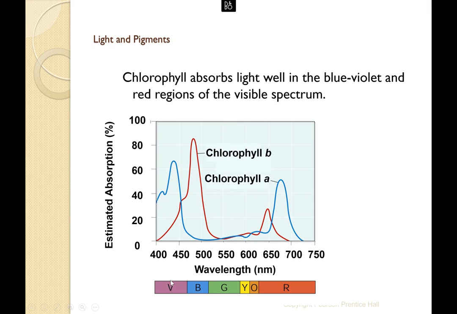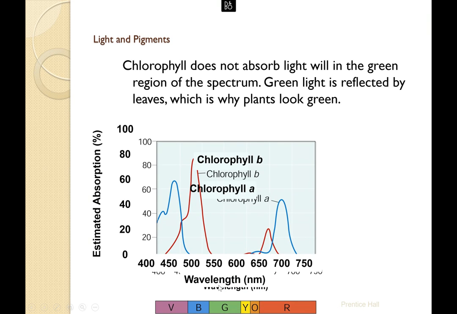But what's really important, and here's our color spectrum: violet, blue, green, yellow, orange, red. What you'll see from this graph, right? Estimated percentage of absorption. Here in the green range, we go down to almost zero. So chlorophyll A and B together are going to absorb violet, blue, and then kind of coming off here, yellow, orange, and red wavelengths. That is why we see green, because the green light actually is reflected off of the leaves and goes into our eyes.